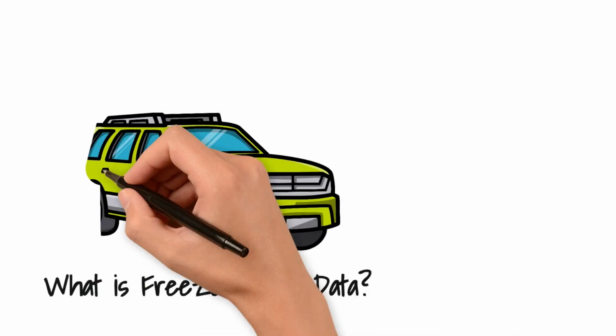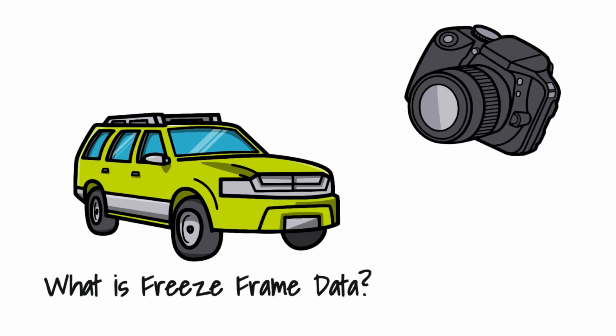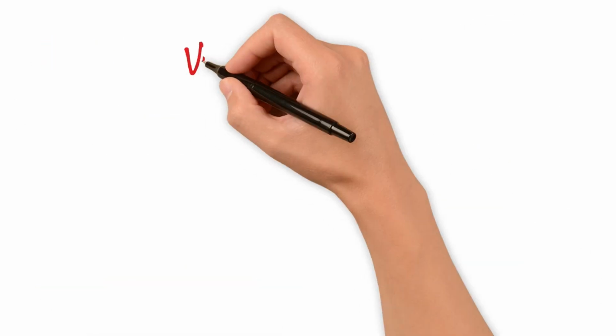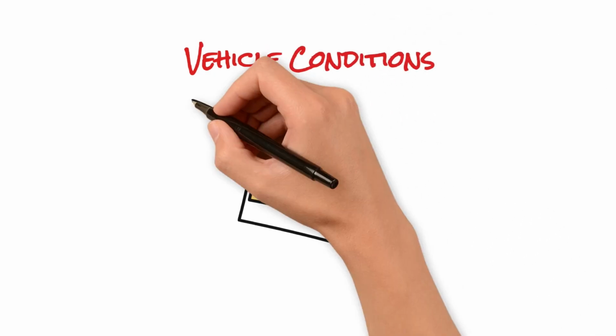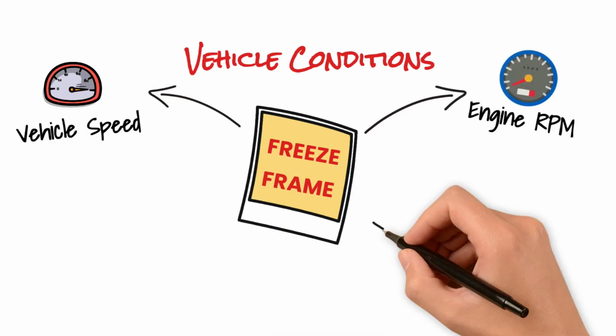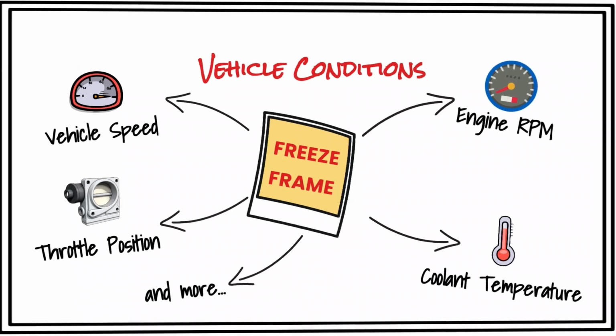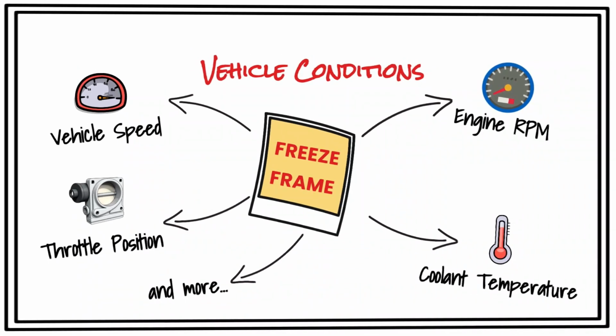Picture it as a snapshot captured by your vehicle's onboard computer at the precise moment a diagnostic trouble code, or DTC, is stored. If there's more than one DTC set, freeze frame data records the parameters associated with the highest priority code, the one triggering the MIL. This snapshot provides the vehicle conditions when the malfunction occurred, including vehicle speed, engine RPM, coolant temperature, and throttle position. It's like a photograph of a crime scene when investigating a problem.